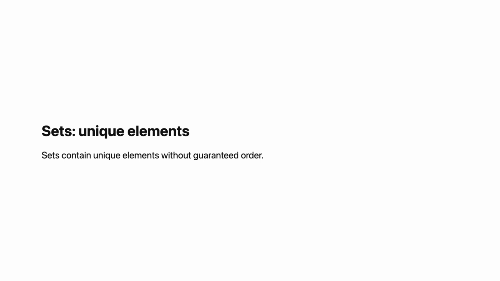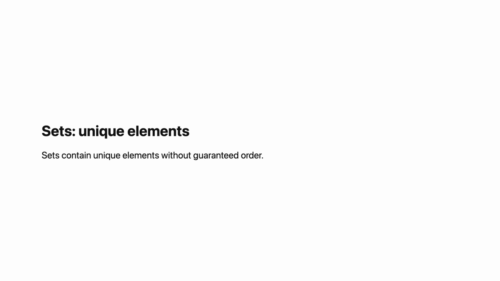Why use sets? When uniqueness matters. Tags on an article. Users who have voted. Permissions a user has. You care what is present, not the order. Common operations: add element, remove element, check membership, union of 2 sets, intersection of 2 sets. Sets are efficient for membership checks. Is this user in the admin set? This is fast with sets.